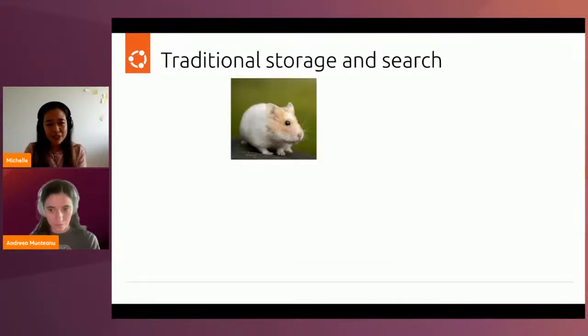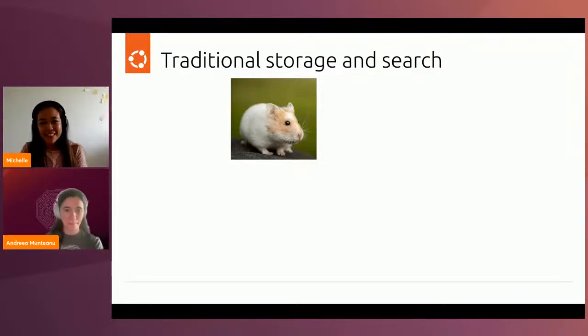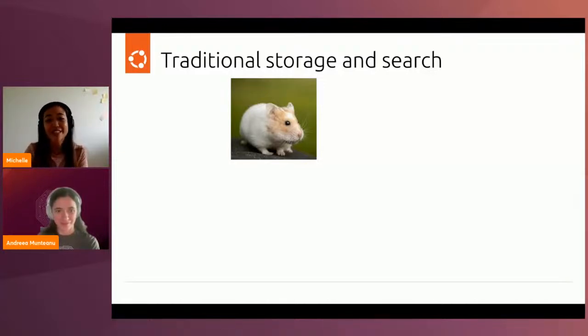So let's talk about the traditional way of storing and searching information. Say, for example, I want to search for a hamster. Before, you wouldn't expect to upload an image of a hamster and then have it retrieve images of hamsters as well, right? It requires a lot of processing, thinking, metadata, attribution of information in a specific entity or content.